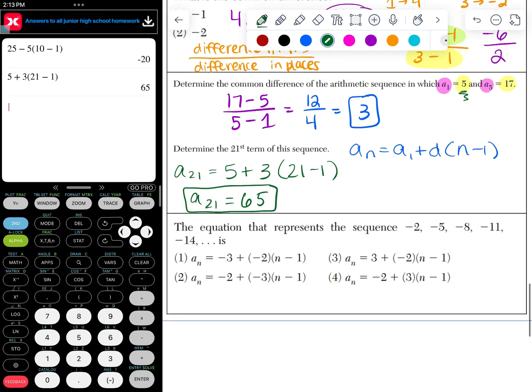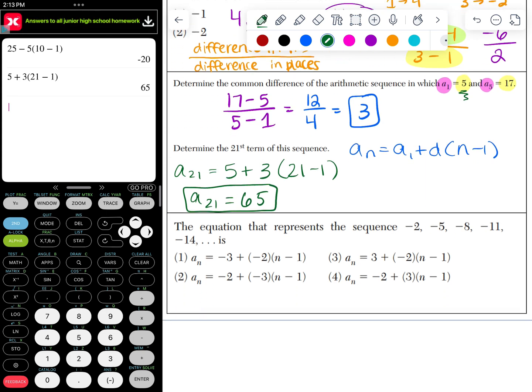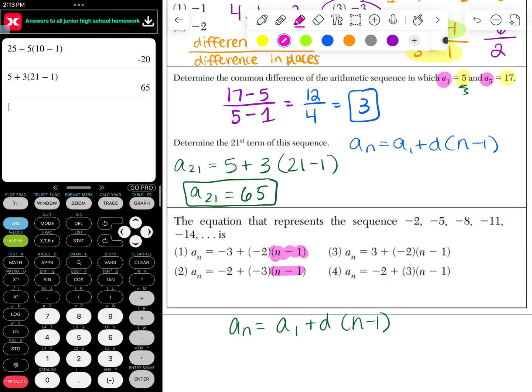Okay, let's take a look at another example. Last one. The equation that represents this sequence is... So if you look at the 4 answer choices, we've got a lot of the same numbers, but they're in different places. And so that is really where knowing what the formula represents is going to help you understand the question. As you can see, they all have this n minus 1 attached to the end. So that's not really making any sort of a difference.